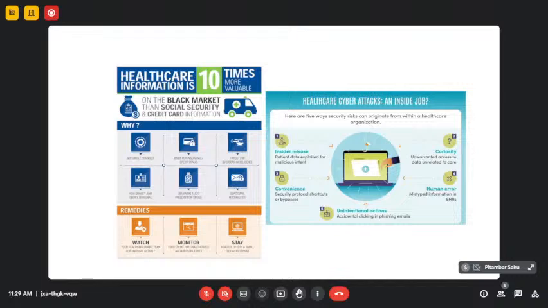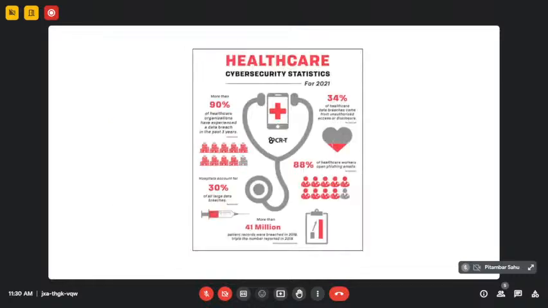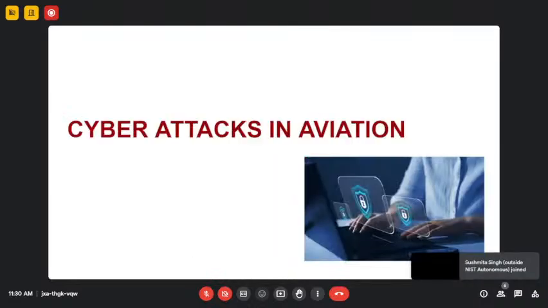And lots of healthcare cyber attacks are happening. So we need to be very careful, because right now all the healthcare information is becoming digitalized in the computer systems. So proper firewalls and proper security updates should be installed in the computers to prevent all these kinds of issues. So the healthcare cybersecurity statistics for 2021 look like this: you can see that more than 90% of healthcare organizations have experienced a data breach, and 88% of healthcare workers open phishing emails. So all this is quite scary for us.